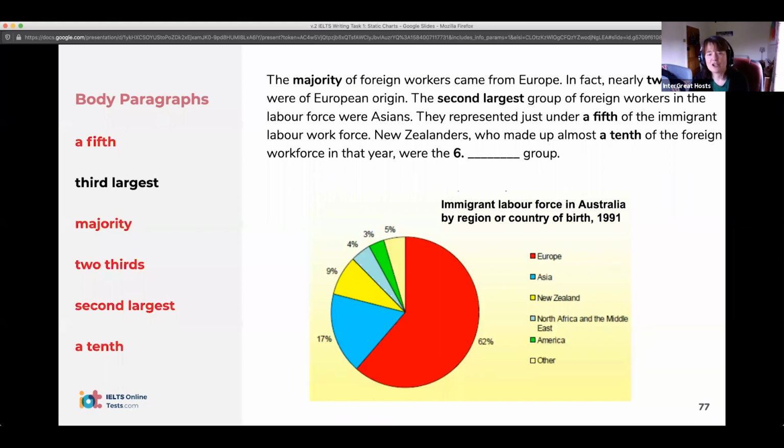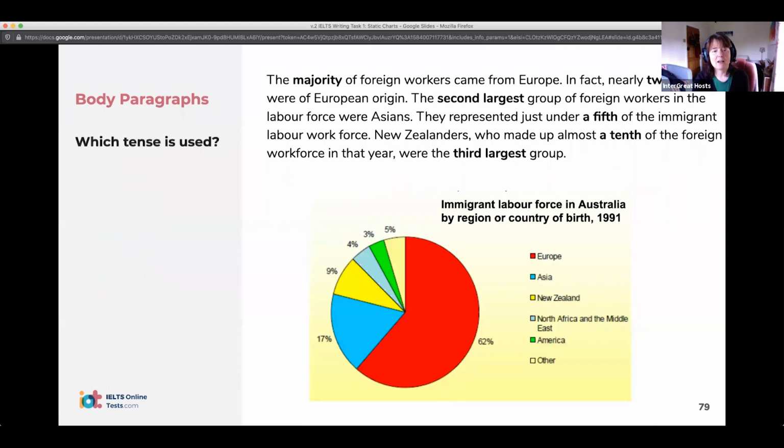Which were the, we've only got one left. Yeah, the third largest group. So usually a good idea to do it in order. Biggest down to the smallest of the big numbers. So we're looking at the 3 biggest numbers here. And we're also going to look at a little bit of language.